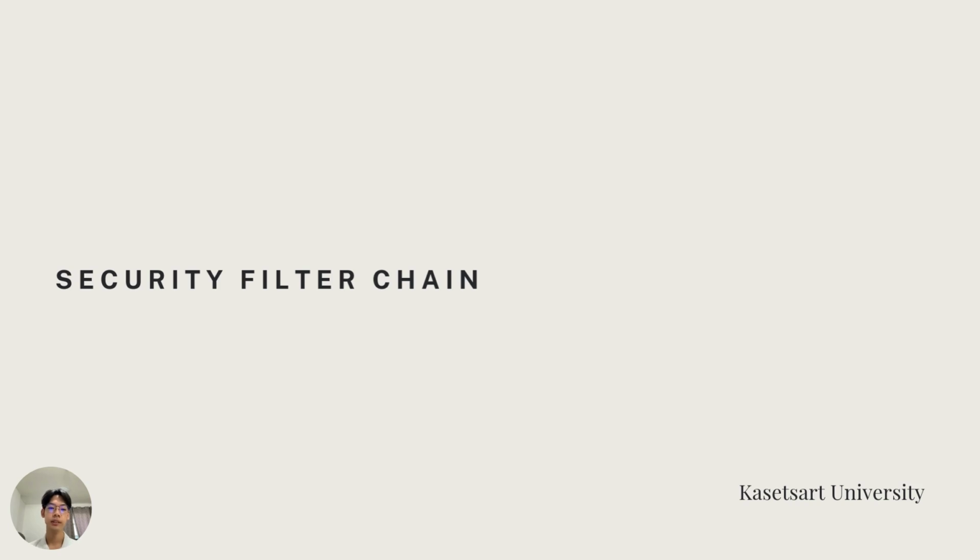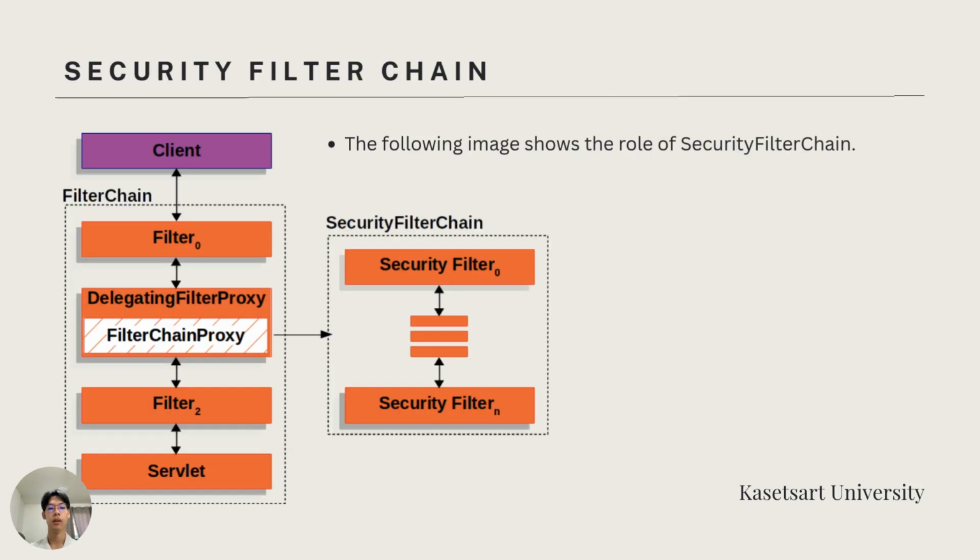And next is SecurityFilterChain. The SecurityFilterChain is used by FilterChainProxy to determine which Spring Security filter instances should be invoked for the current request. The following image shows the role of SecurityFilterChain.